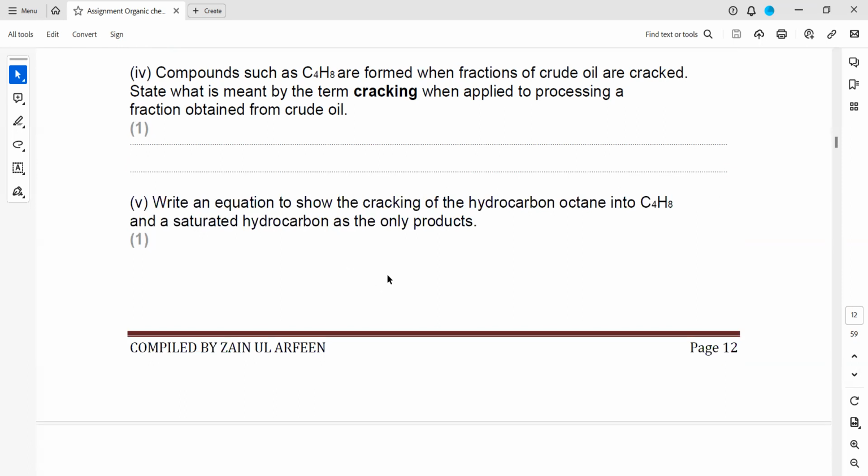Compounds such as C4H8 are formed when fractions of crude oil are cracked. State what is meant by the term cracking when applied to fractions obtained from crude oil. So what is the definition of cracking? Cracking is breaking down of a large molecule into smaller hydrocarbons, breaking a carbon-carbon single bond, or breaking down a large hydrocarbon into a small hydrocarbon. That is called cracking.